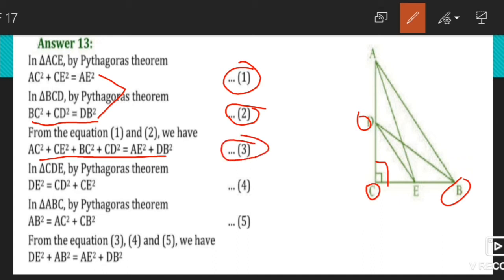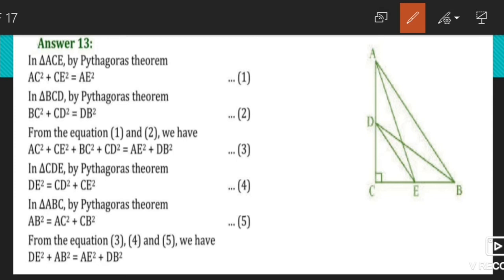Now let me take triangle CDE. If you take CDE, that means this smaller triangle, this is also a right angle triangle. So you can use Pythagoras theorem and write DE square is equal to DC square plus CE square. Mark this as equation number 4, and the previous one was equation number 3.